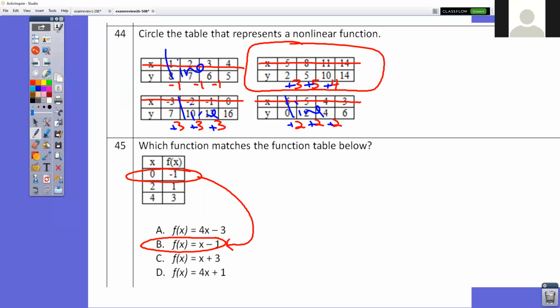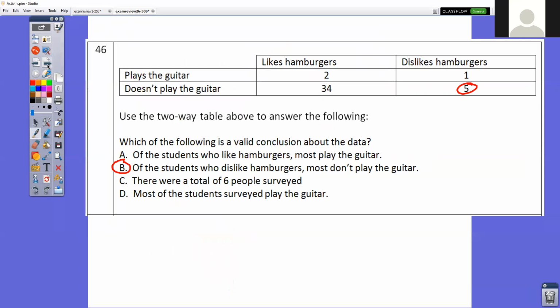Which function matches the table below? What we're really testing here is the y-intercept. Remember that when x equals 0, whatever your y value is your y-intercept. So when x equals 0, y is -1. Well, where does that show up? That shows up in your plus or minuses at the end of your equation, because that's your y-intercept. So which one has a -1? It is choice B.